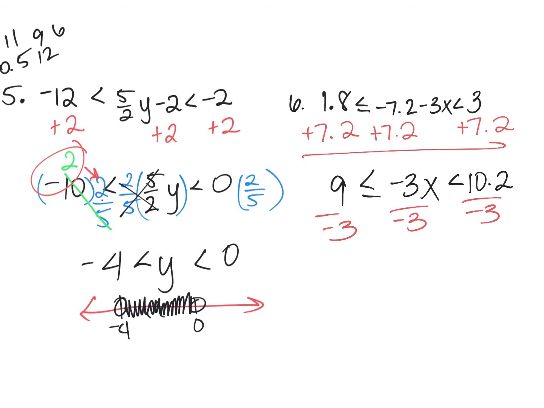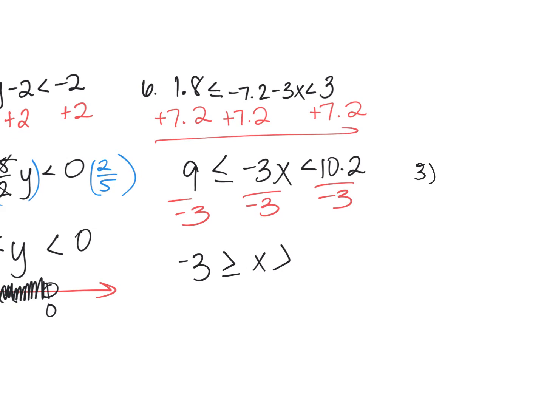What has to happen if I divide by a negative? My sign has to flip. Good. So it becomes greater than or equal to x, greater than, let's do a little long division here. 3 goes into 10.2. Bring up the decimal point. 3 goes into 10 3 times. 3 times 3 is 9. Subtract. Bring down the 2. 3 goes into 12 4 times. So we get negative 3.4.